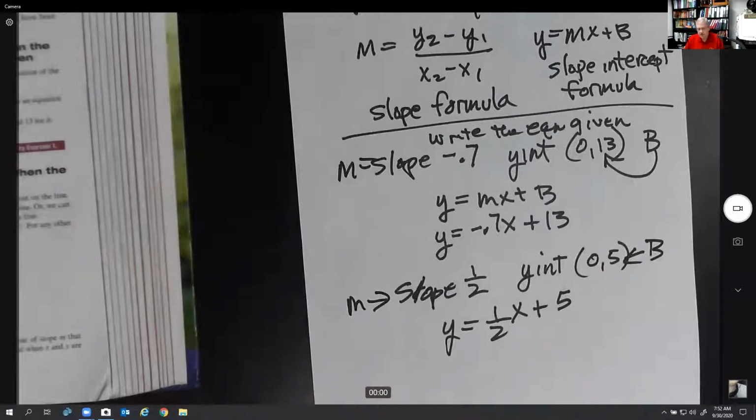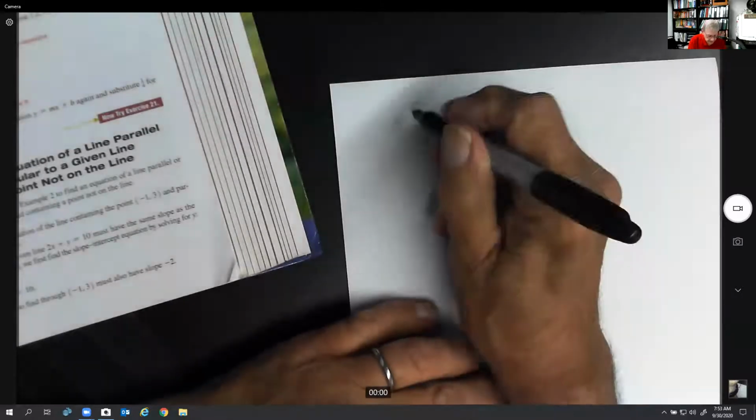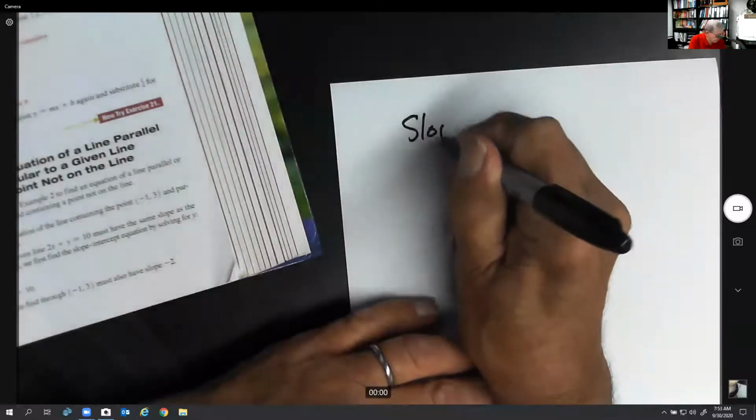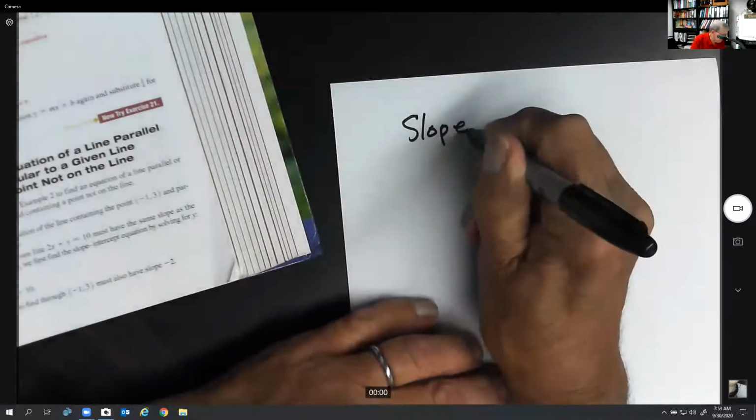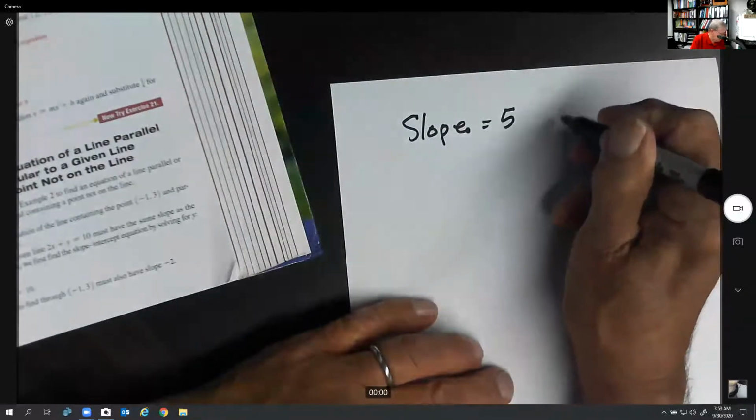Questions? Pretty straightforward. Okay, but we know they're going to get harder. So let's see if we can do another one. So we get example 2. On this particular problem, it says the slope is 5, but it passes through a certain point.